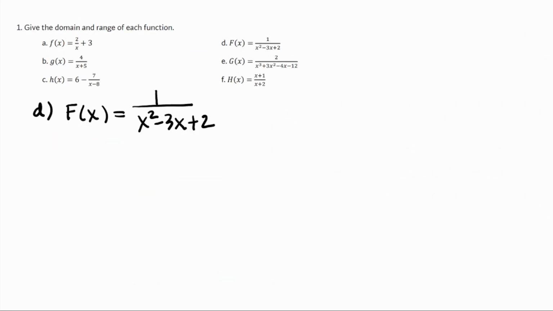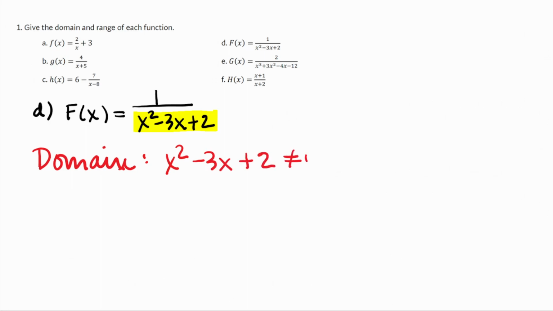D is 1 over x squared minus 3x plus 2. So this one's a little different. I've got a quadratic in the denominator, but I'm going to approach this the exact same way. For the domain, I'm going to be thinking, okay, the denominator can't equal 0. So that means that x squared minus 3x plus 2 cannot equal 0. This is the type of thing I could factor. I could think of two numbers that multiply to positive 2 while adding to negative 3. That would be negative 2 and negative 1.